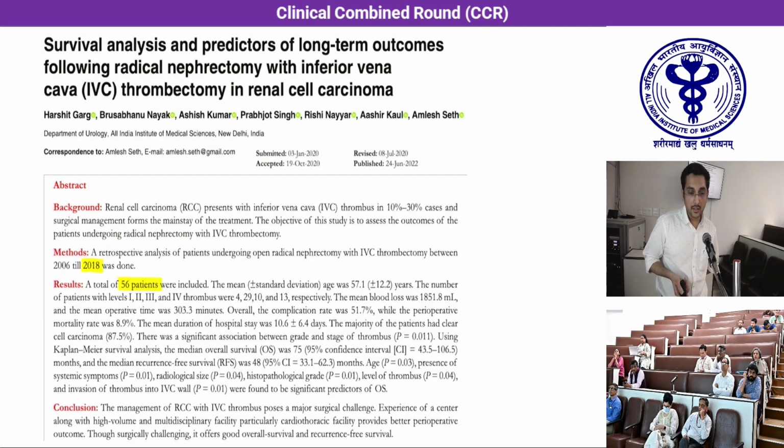A couple of years back, we published the experience from our own institute, up to 2018. We included around 56 patients who underwent open radical nephrectomy with IVC thrombectomy. We reported a good overall median survival in patients who underwent this surgery, and we remarked that a multidisciplinary facility is important to improve the perioperative outcome. Over the years, the number of these surgeries in our department has increased remarkably, to the tune of 15 to 20 cases done every year.